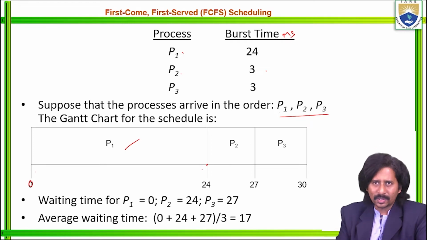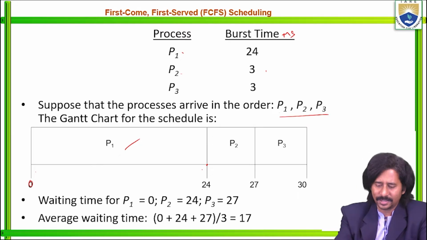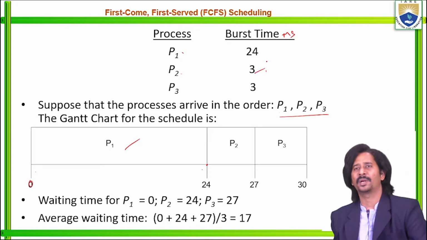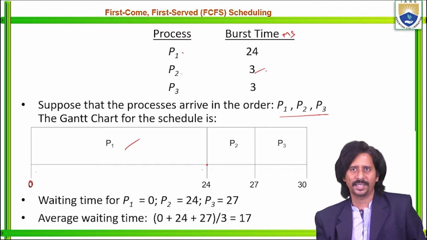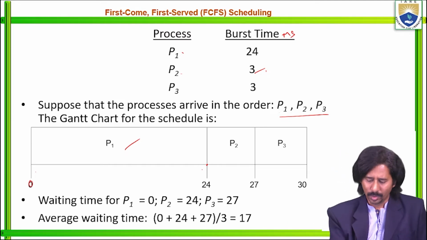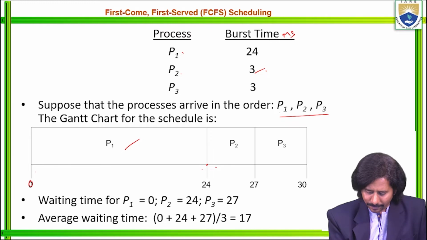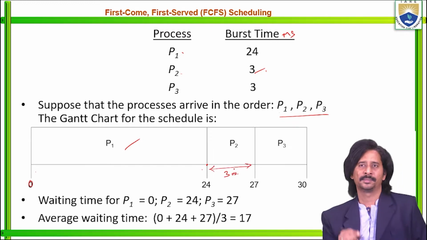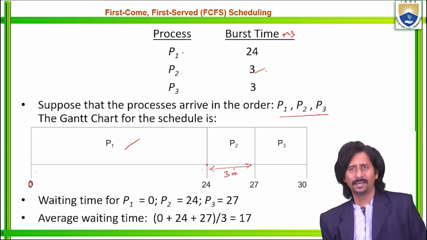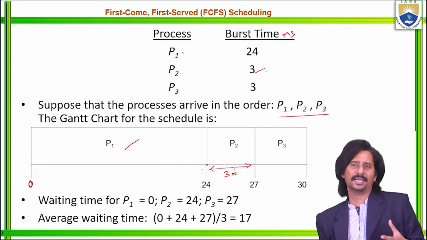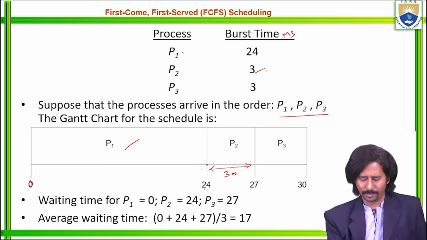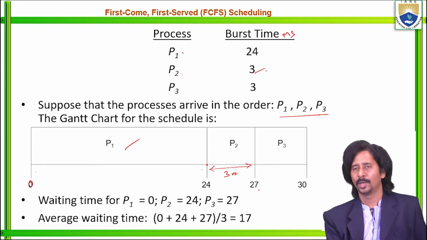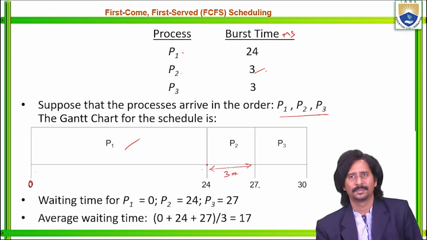And from that particular point of time, it takes these many milliseconds to execute the associated process, like P2. The P2 takes 3 milliseconds. See, this is the 3 milliseconds. But we need to always calculate from the starting point. So it takes 0 plus 24 plus 3, 27 milliseconds.